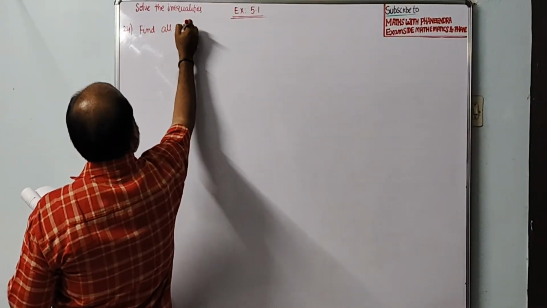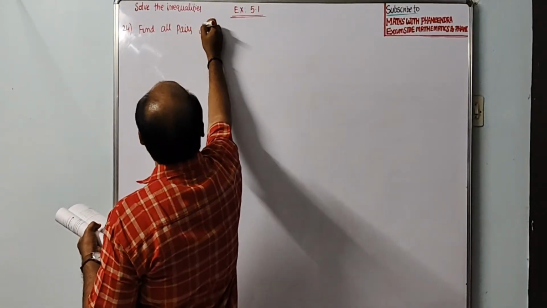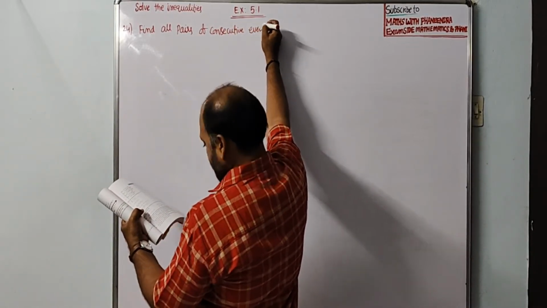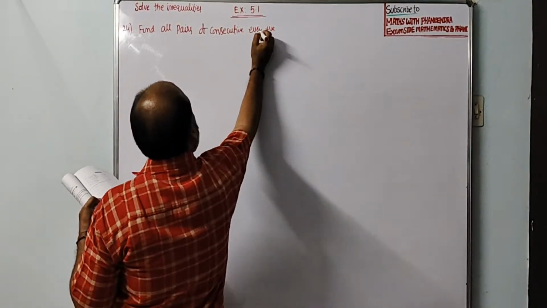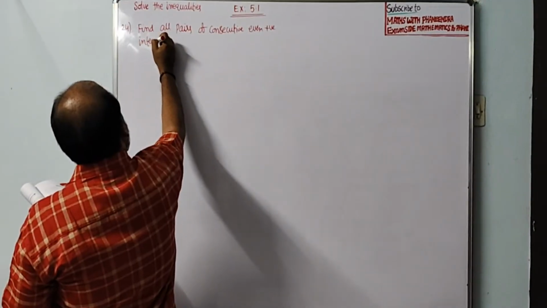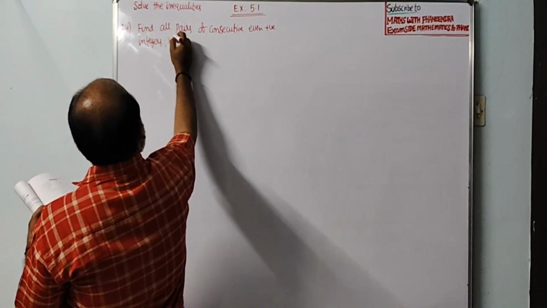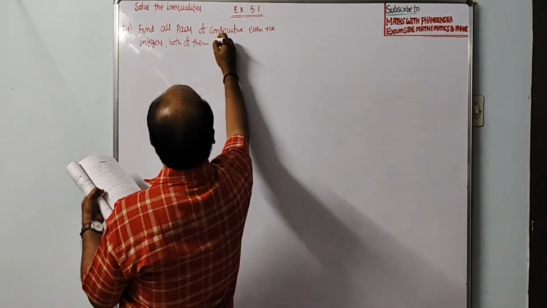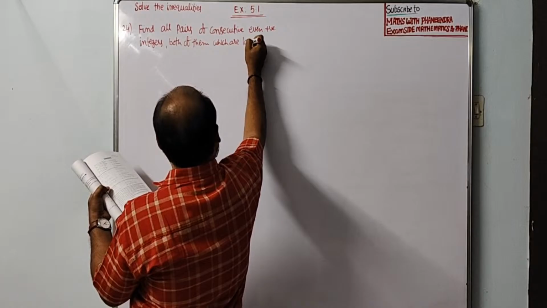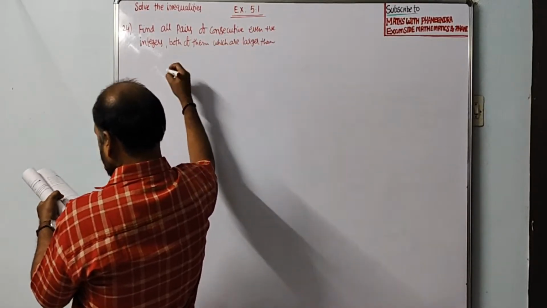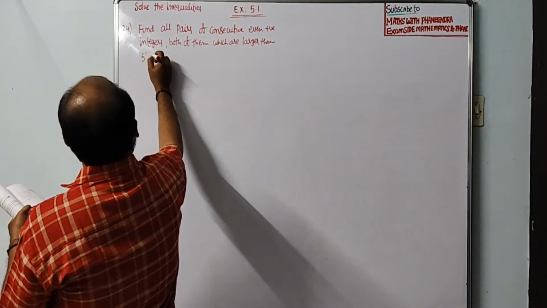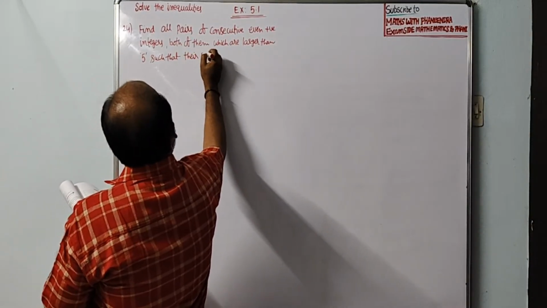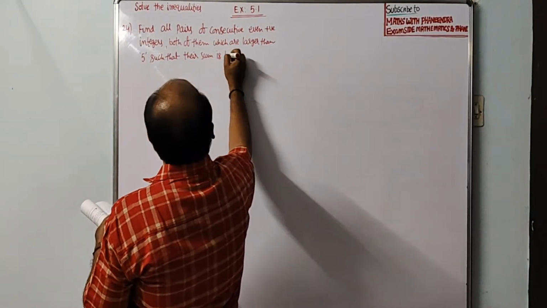Find all pairs of consecutive even positive integers, both of them larger than 5, such that their sum is less than 23.